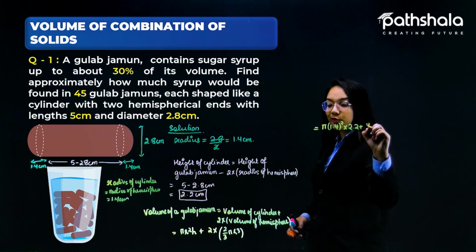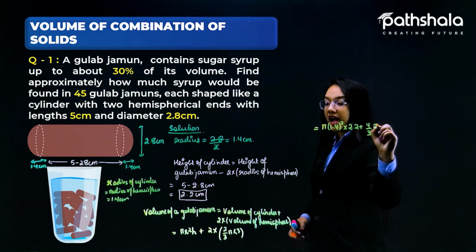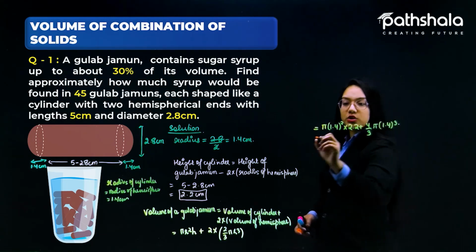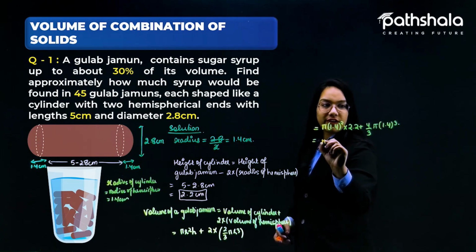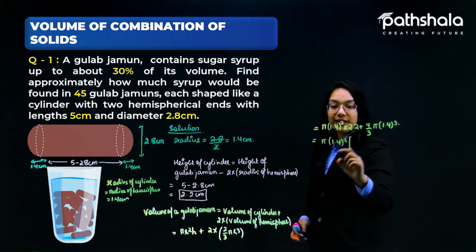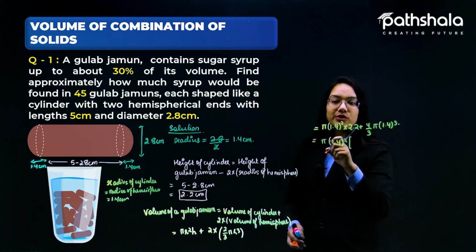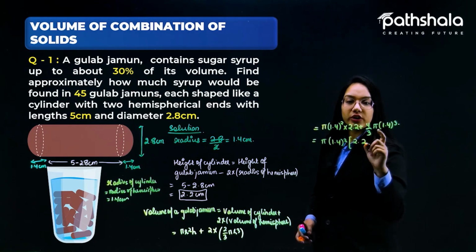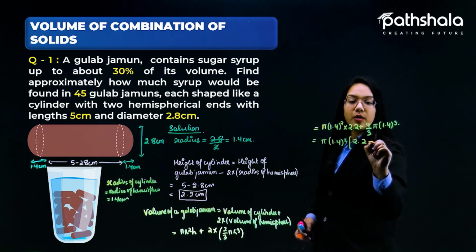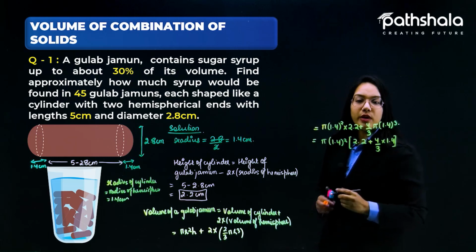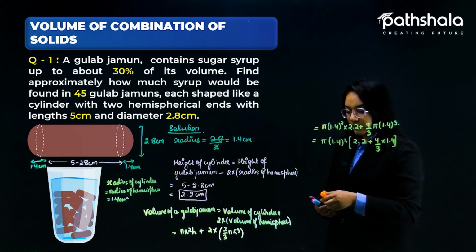Further we have plus 4 by 3, we have pi, and r is nothing but 1.4 whole cube. So let's take the values common out of it. We have pi, we have 1.4 whole square. The value lying in between is nothing but 2.2. Further we have plus 4 by 3 into 1.4. Let's sort out this value.